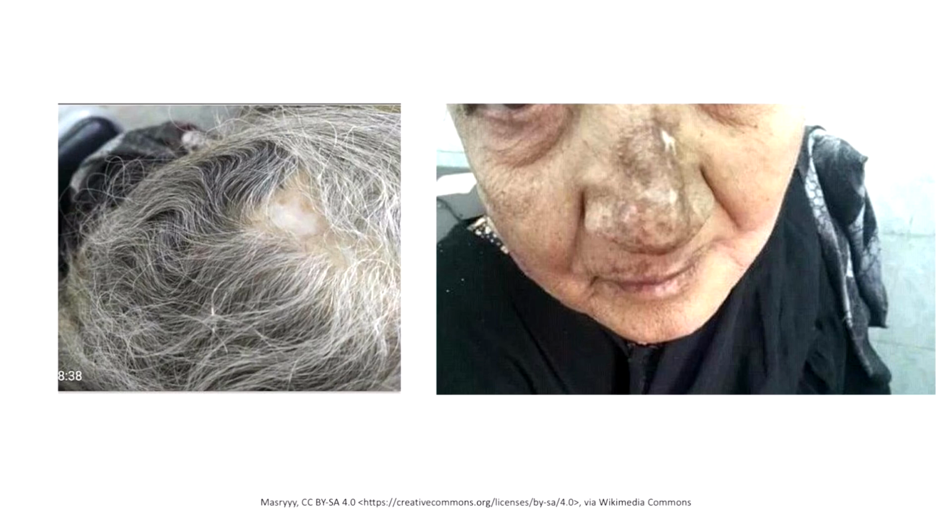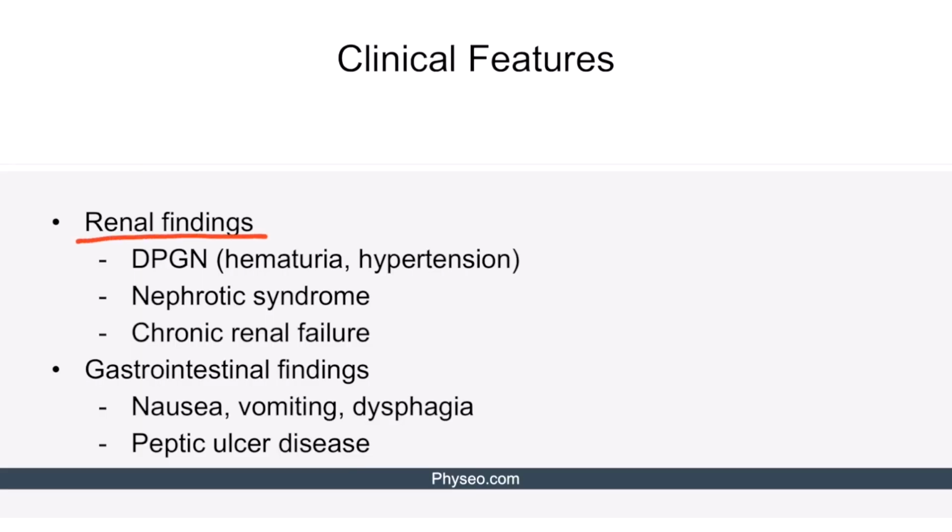The image on the left shows alopecia caused by discoid lesion scars on the hair follicles, and the image on the right shows classic discoid lesions, which are erythematous raised patches with keratotic scaling. As for the renal findings, the kidney is the most common visceral organ involved in lupus.